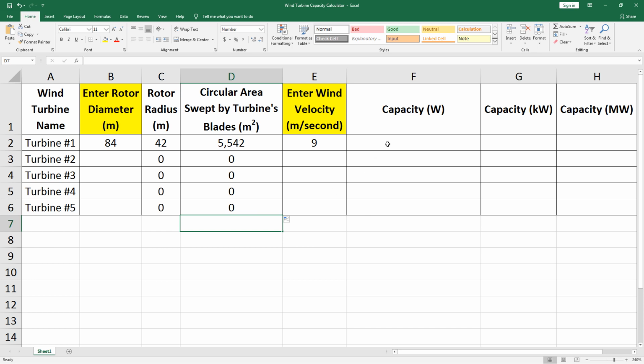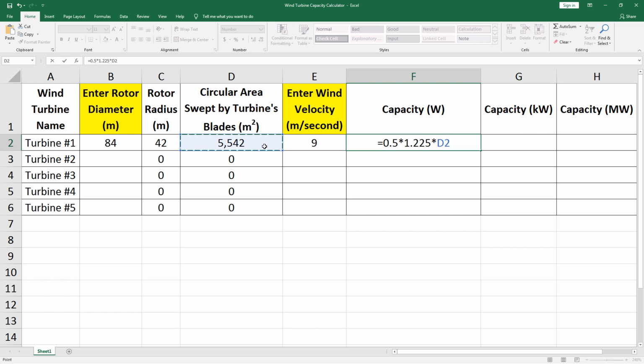In cell F2, type an equal sign, then type 0.5, then type an asterisk, then type 1.225, then type an asterisk, then click on cell D2, then type an asterisk, then click on cell E2, then type a caret, then type 3, then type an asterisk, then type 0.4, and then hit the Enter button on your keyboard. Notice that Excel calculates the answer to the formula, and also notice that Excel's formula bar displays the formula.